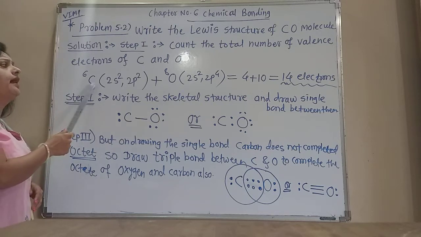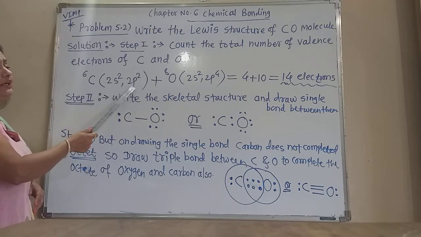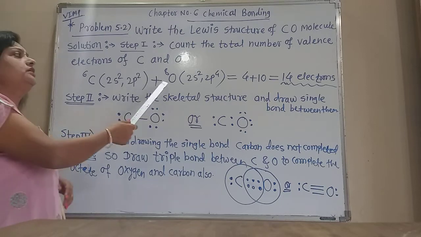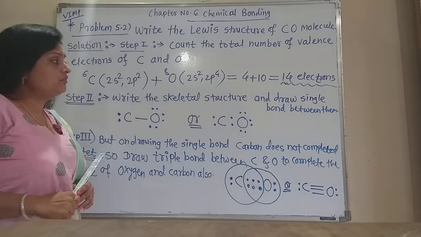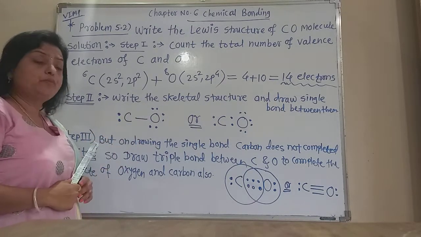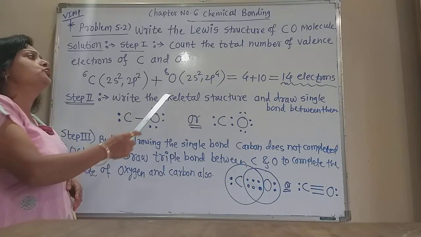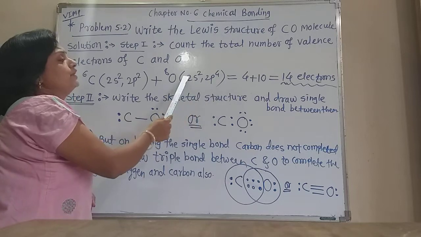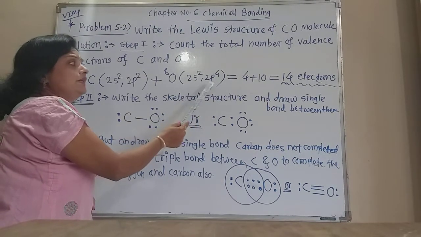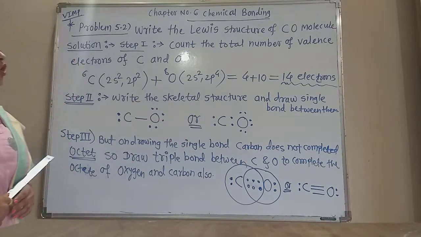So carbon has 4 valence electrons, and oxygen has the electronic configuration 1s2, 2s2, 2p4. Here also the 1s2 electrons are not valence electrons. So we only show 2s2 and 2p4, that is, a total of 6 valence electrons of oxygen.